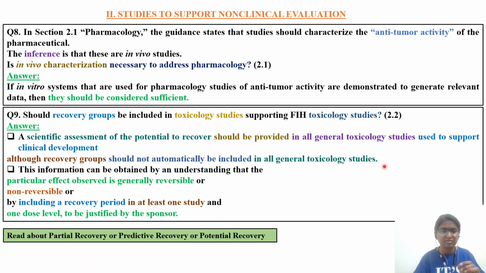Okay, what is the second statement? This information can be obtained by understanding that the particular effect observed is generally reversible. For example, in the case of liver, if there is an adverse effect on the liver, we know that liver will regenerate. As we discussed here, bone marrow suppression also, or non-reversible, by including a recovery group in at least one study. You are doing a series of general toxicology studies, at least in one. No need to include a recovery group in all types of repeat dose toxicology studies. At least in one, if you are able to include it and justify it, that is enough. And one dose level to be justified by the sponsor.